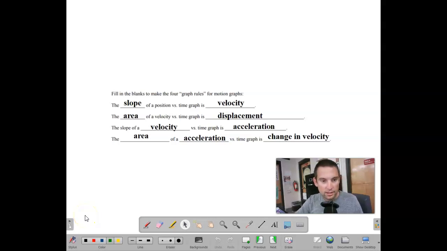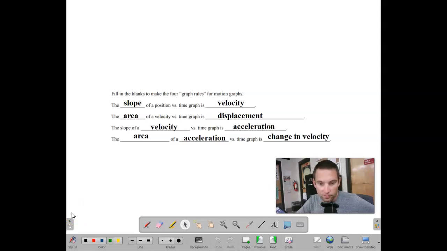On to the test your understanding. Fill in the blanks to make 4 graph rules for motion graphs. You probably already have this filled in from the presentation. If you did not go through and watch all of those slides, I know it went on forever, but do that because this can get tricky. So the 4 graph rules.